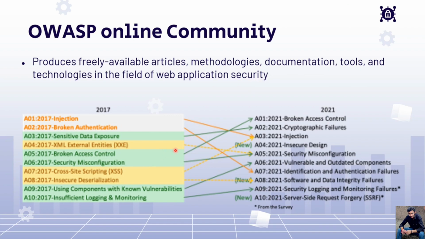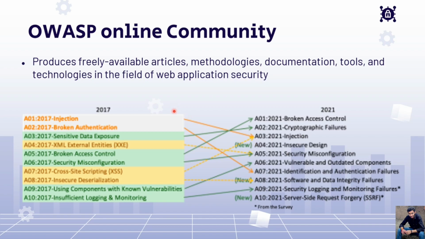The next is the OWASP online community. It means there are vulnerabilities and risks present at the web application level. OWASP is the Open Web Application Security Project. It's an online community. It produces freely available articles, methodologies, documentation, tools and technologies in the field of web application security.